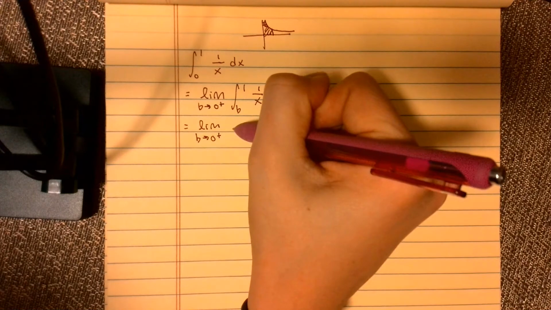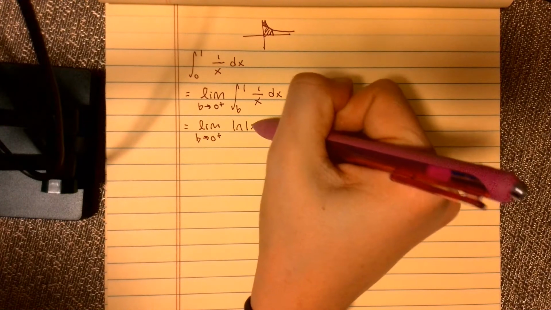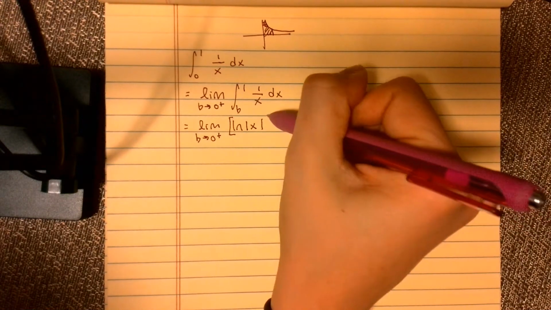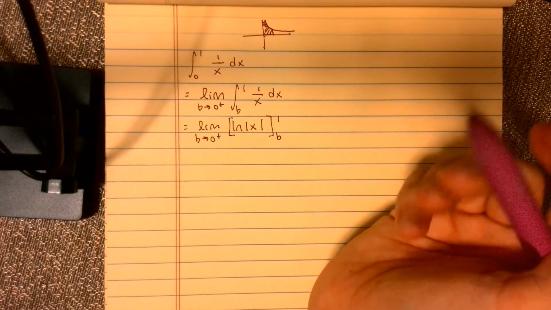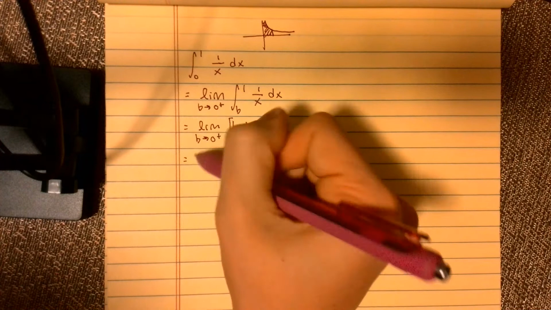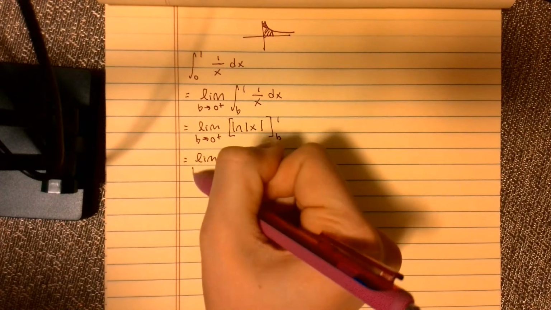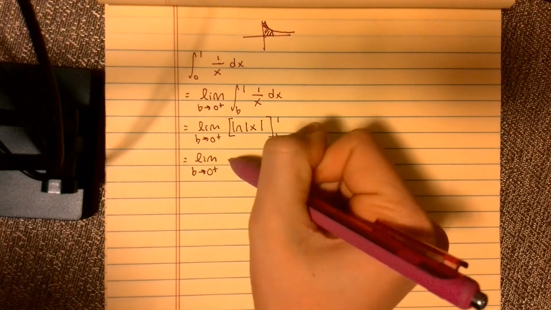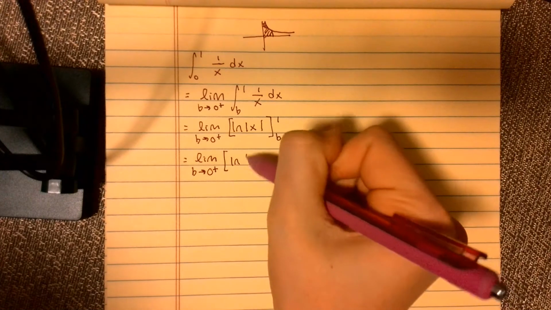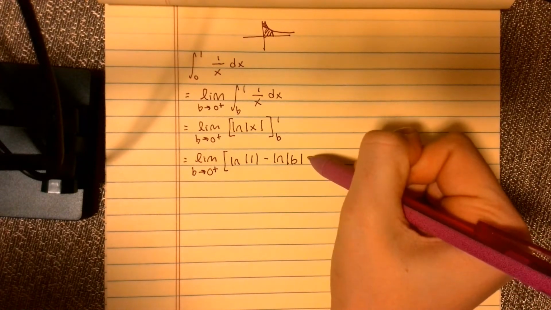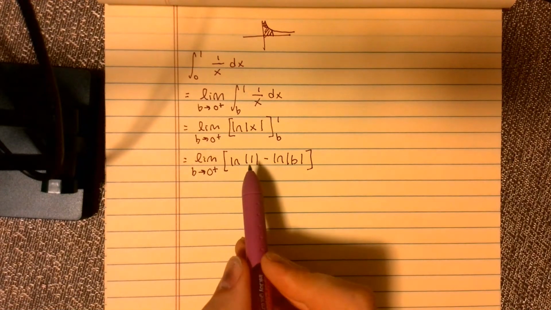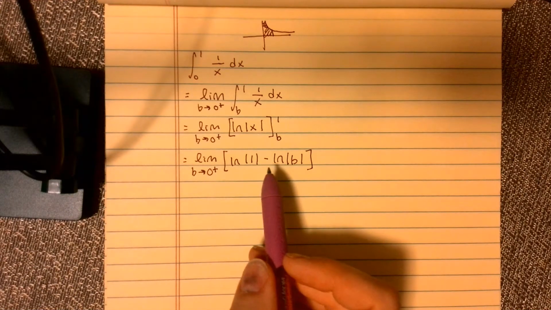And I get natural log of x, make sure you're doing absolute values, from b to 1. All right, one more step with my limit notation. Natural log of 1 minus natural log of b. Okay, all right, natural log of 1 is 0.